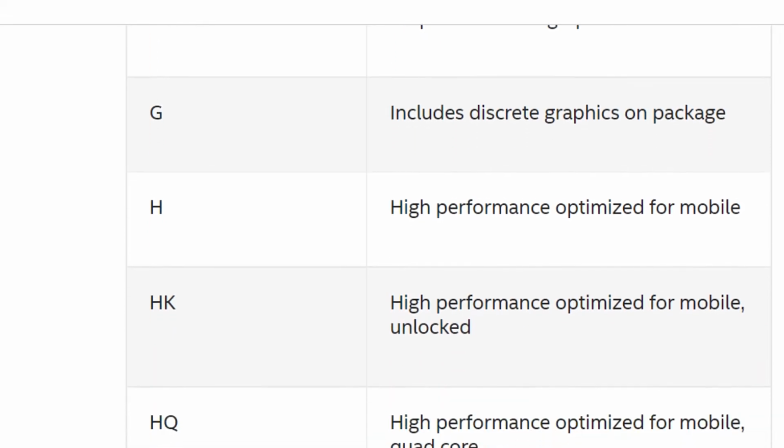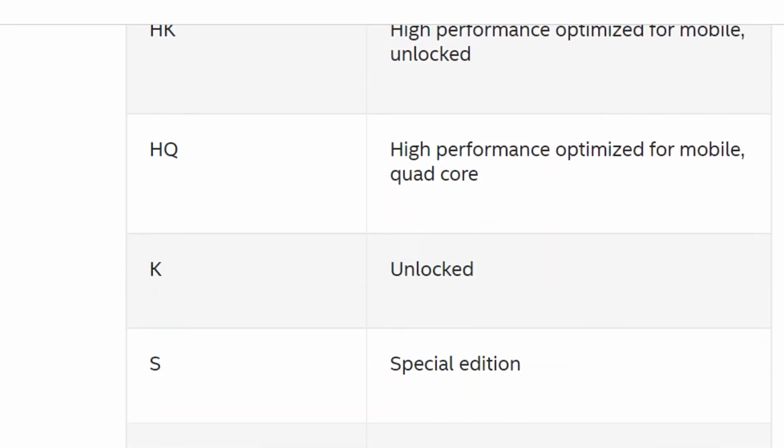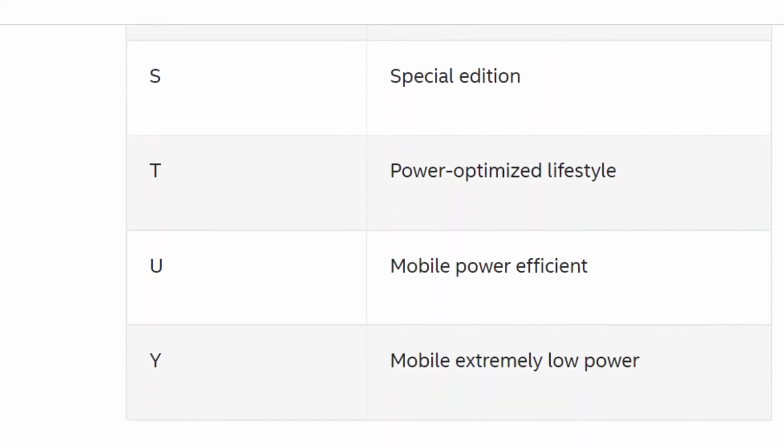For mobile, U and Y mean that it's low powered for efficiency, and H means it's high performance.